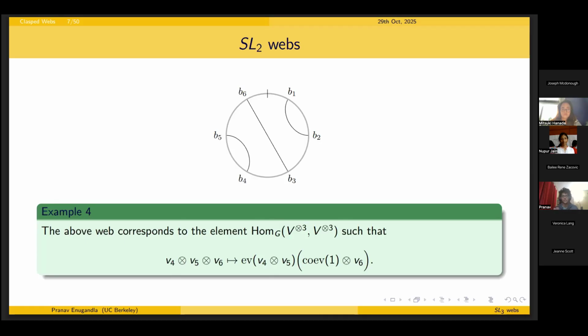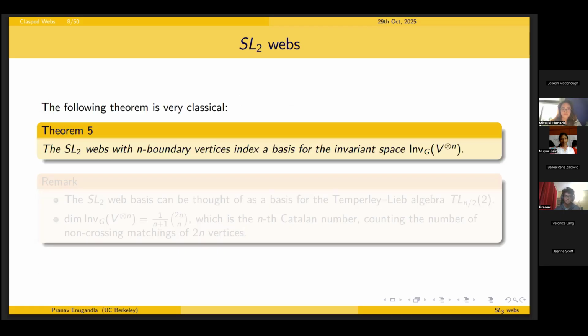So these are just some different ways of interpreting webs, but if you just care about the combinatorics, you don't really have to think about all the Lie theory behind this. And here's the very classical theorem. I think it's by Rumer, Teller, and Weyl back in 1932, where the theorem is that these non-crossing matchings, which I'm going to call SL2 webs, so that if you have n boundary vertices, each such graph gives you an invariant in the nth tensor power of V, and these graphs give you a basis for this invariant space.